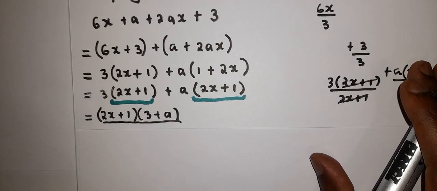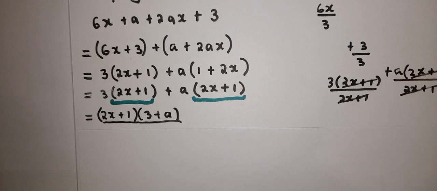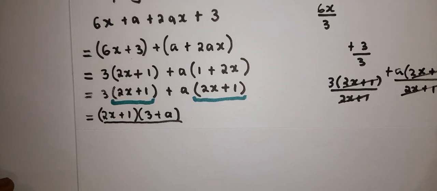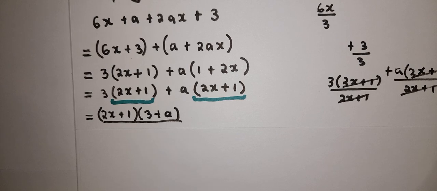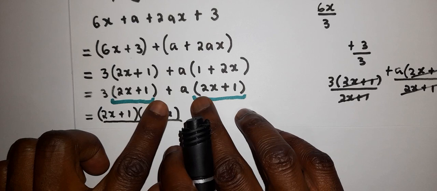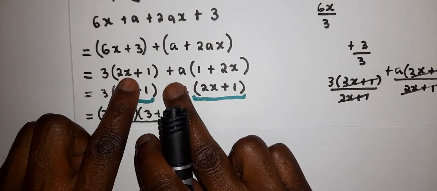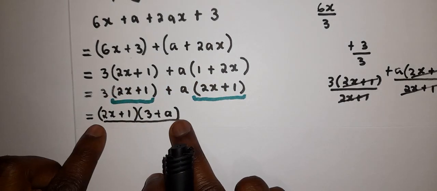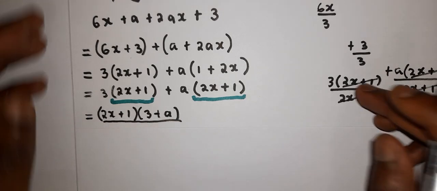So the key concept here is to first group your terms. After grouping your terms, you take out the common factor in the grouped pairs. Then once you have taken out the common factor in the grouped pairs, all you need to do is check if maybe there's still a further common factor that you can take after you factorize your two terms, like we did with this one. We took out 2x plus 1 as a common factor here, which resulted in having 2x plus 1 multiplied by 3 plus a.